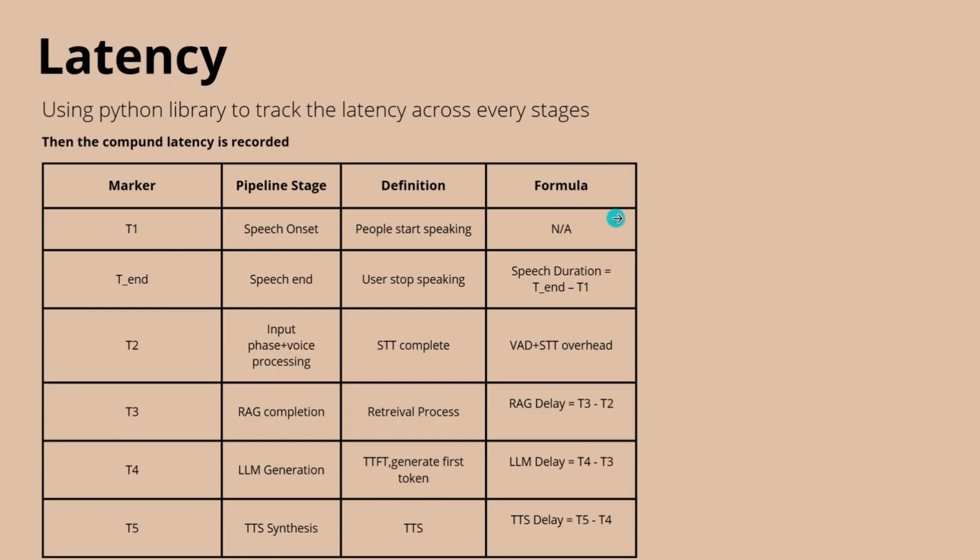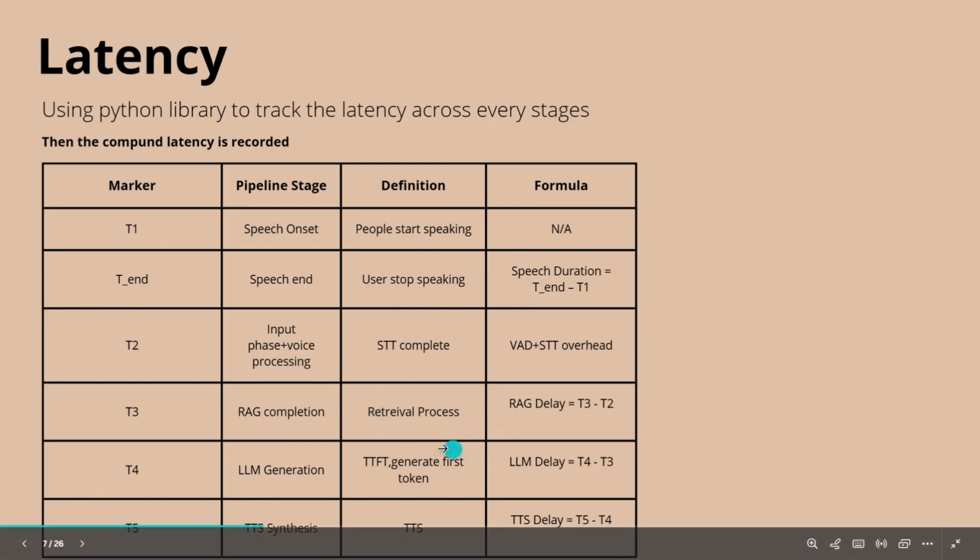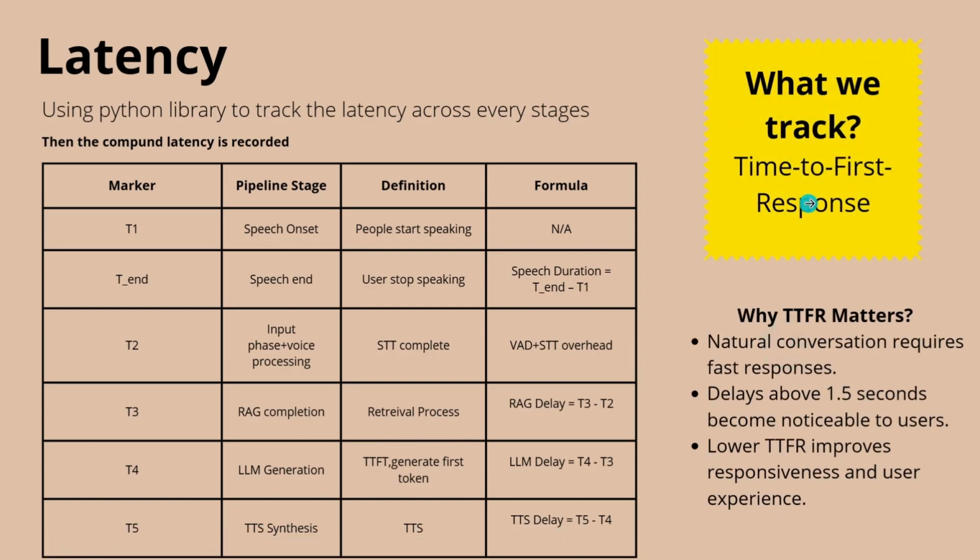So T1 is the stage people start speaking, Tn users stop speaking, T2 STT complete, T3 the RAG finishes the retrieval, T4 the LLM generation, and T5 is the time taken for TTS. So what do we track? We track the time to first response. Time to first response refers to the actual silence time after the users stop speaking. You have to be below 1.5 seconds. Lower TTFR improves the responsiveness and user experience.